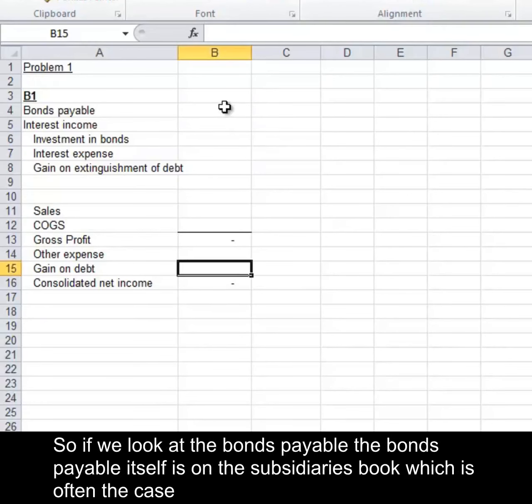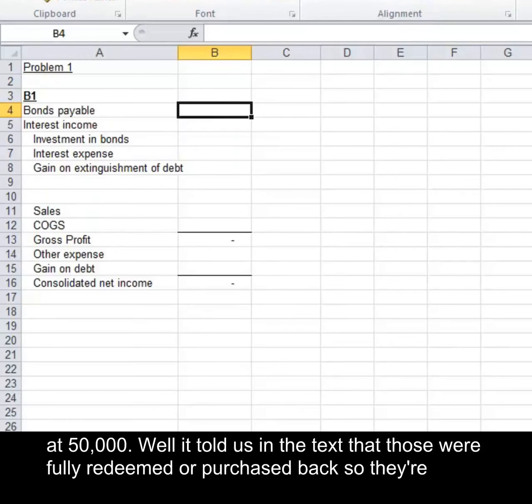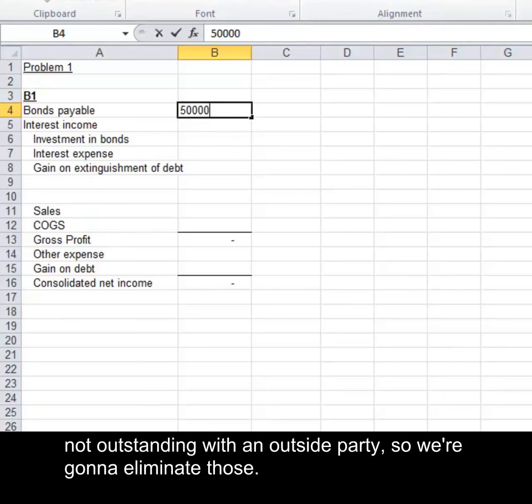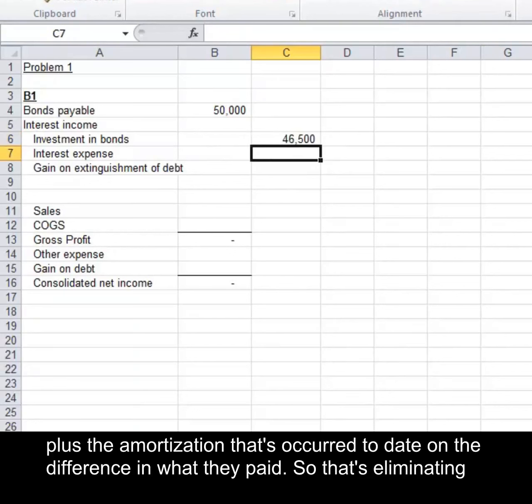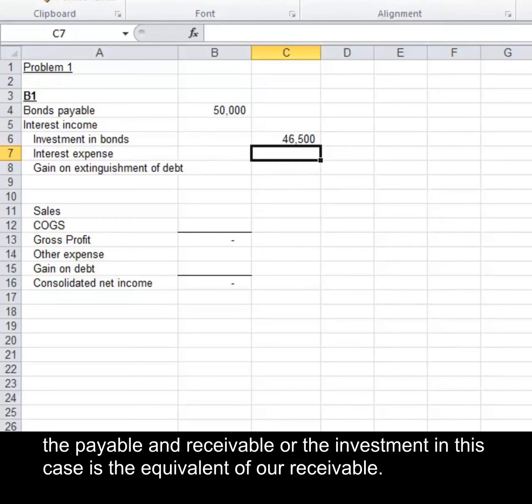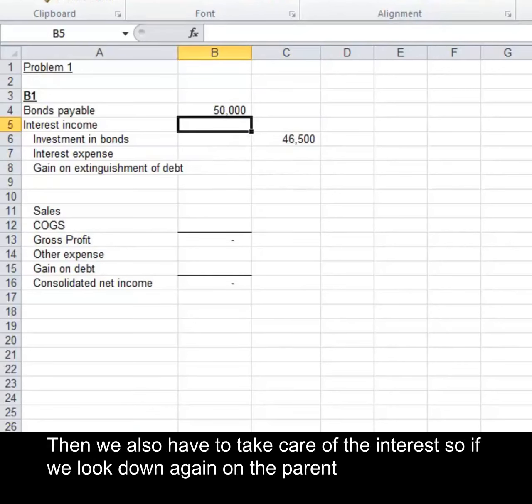So if we look at the bonds payable itself, it is on the subsidiary's books, which is often the case, at $50,000. Well, it told us in the text that those were fully redeemed or purchased back, so they're not outstanding with an outside party, so we're going to eliminate those. The investment that the parent made to redeem them is shown under their trial balance at $46,500. That's what they paid, the $46,000 that was given, plus the amortization that's occurred to date on the difference in what they paid. So that's eliminating the payable and the receivable, or the investment in this case is the equivalent of our receivable.